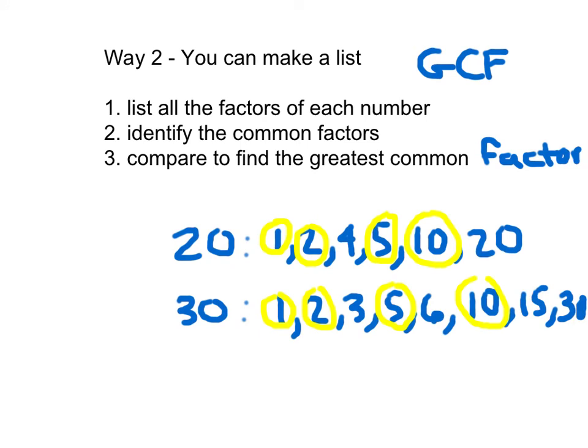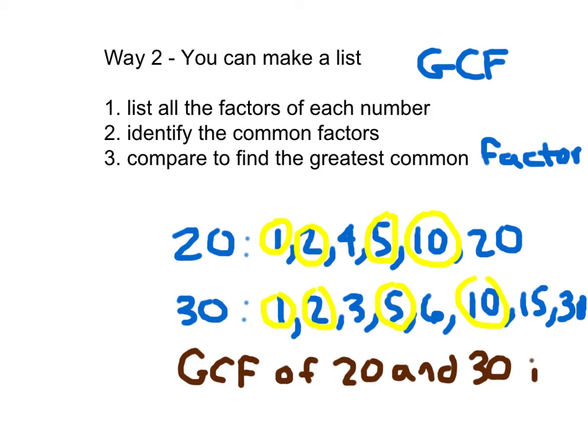So the GCF, or greatest common factor, of 20 and 30 is, in step 3, we're comparing these. Well, the 10's the biggest, so the greatest common factor of 20 and 30 is 10. Makes sense. 10 times 2 is 20. 10 times 3 is 30. It is a common factor, and it's not only just a common factor of those two numbers, it is the greatest common factor.